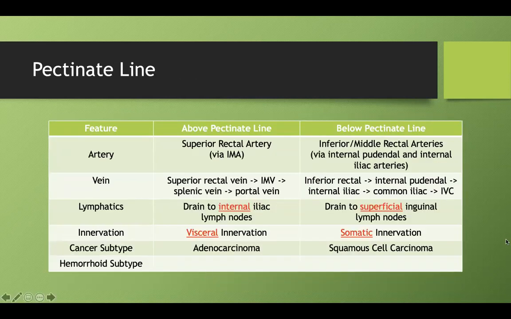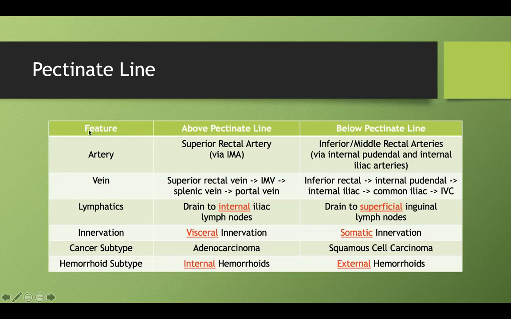And when we look at what type of hemorrhoids are going to form in each of these regions, above the pectinate line, you're going to get internal hemorrhoids, whereas below the pectinate line, you're going to have external hemorrhoids. And again, the name kind of speaks for itself. An external hemorrhoid sounds much closer to the surface. And that's why I like this mnemonic, because it holds true for each of these 4.